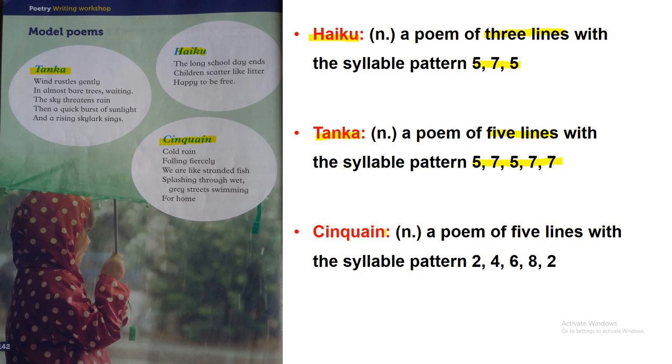Okay, what about the sinkan? The sinkan is a poem of 5 lines, like the tanka, but with the syllable pattern 2, 4, 6, 8, and 2. Here, this is the title, Cold Rain. So we have here 1, 2, 3, 4, and 5. The first one has only 2 syllables, the second one 4, the third one 6, the fourth one 8, and the last one 2 syllables.